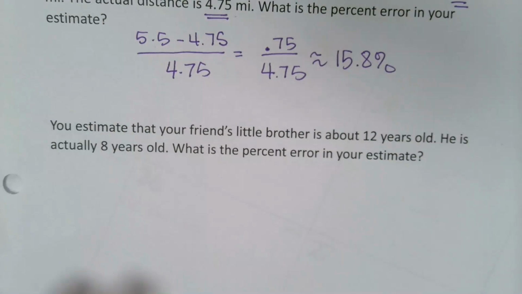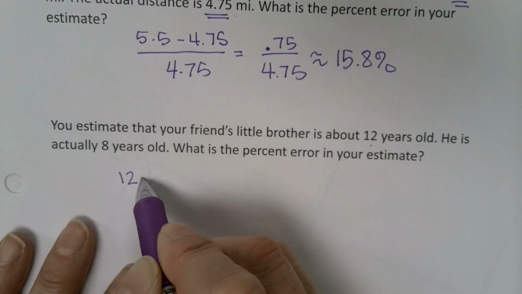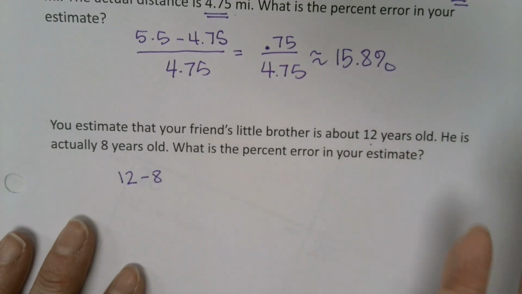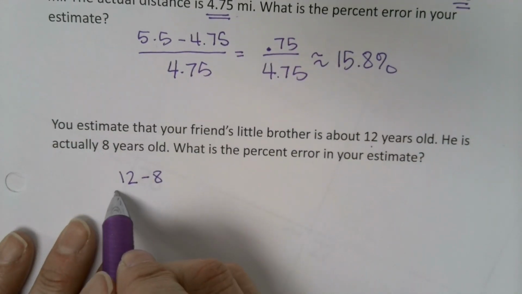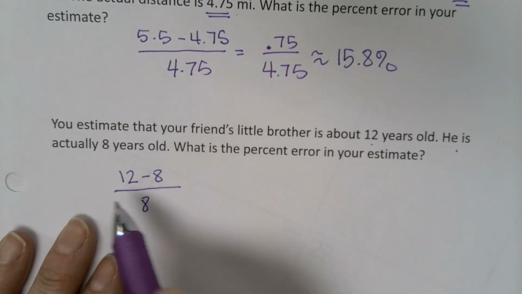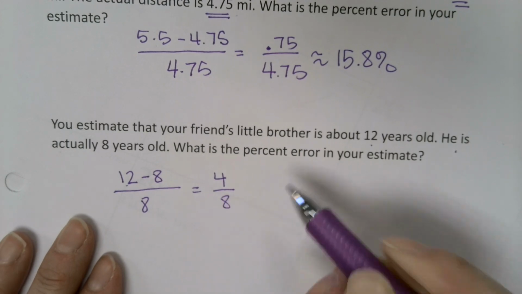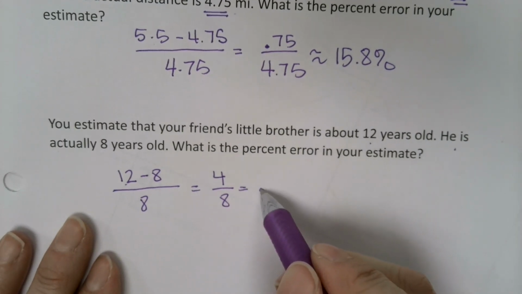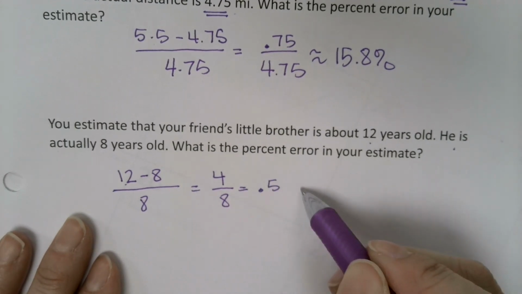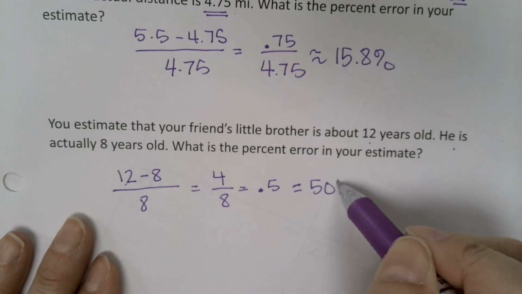You estimate that your friend's little brother is 12 years old and he's actually 8. What is the percent error in that estimate? Subtract the two numbers. I always subtract in a way that just gets me a positive. I put the bigger number first. You're going to then divide by whatever actual is. You're going to say here 12 minus 8 is 4 over the actual. Divide those two and get 0.5. You can either slide the decimal over 2 or multiply by 100, and that would give you 50%.